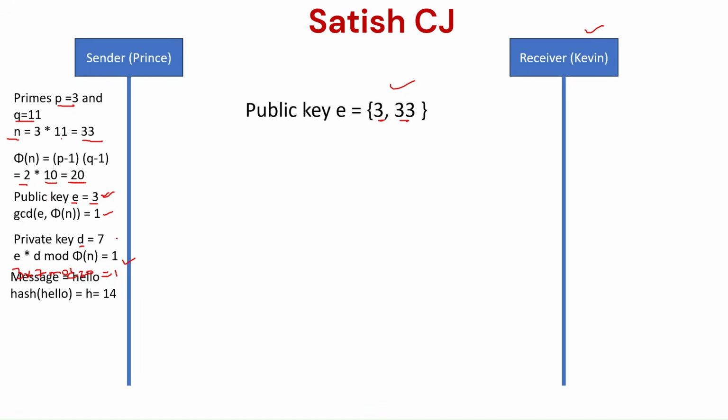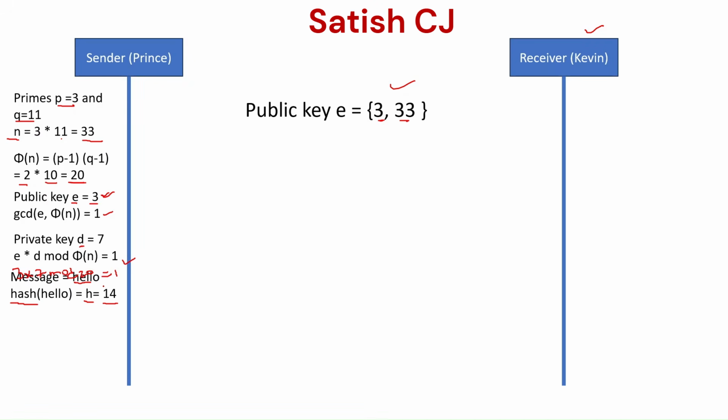So after this, he takes the message hello. We have to transmit the message hello from Prince to Kevin. And this message is passed through a hashing algorithm. You can think of any hash algorithm like SHA-256, SHA-512. Of course, this is going to be a larger value. For simplicity, after hashing this message hello, we are going to get the value of the hash as 14. This is just for understanding this algorithm.